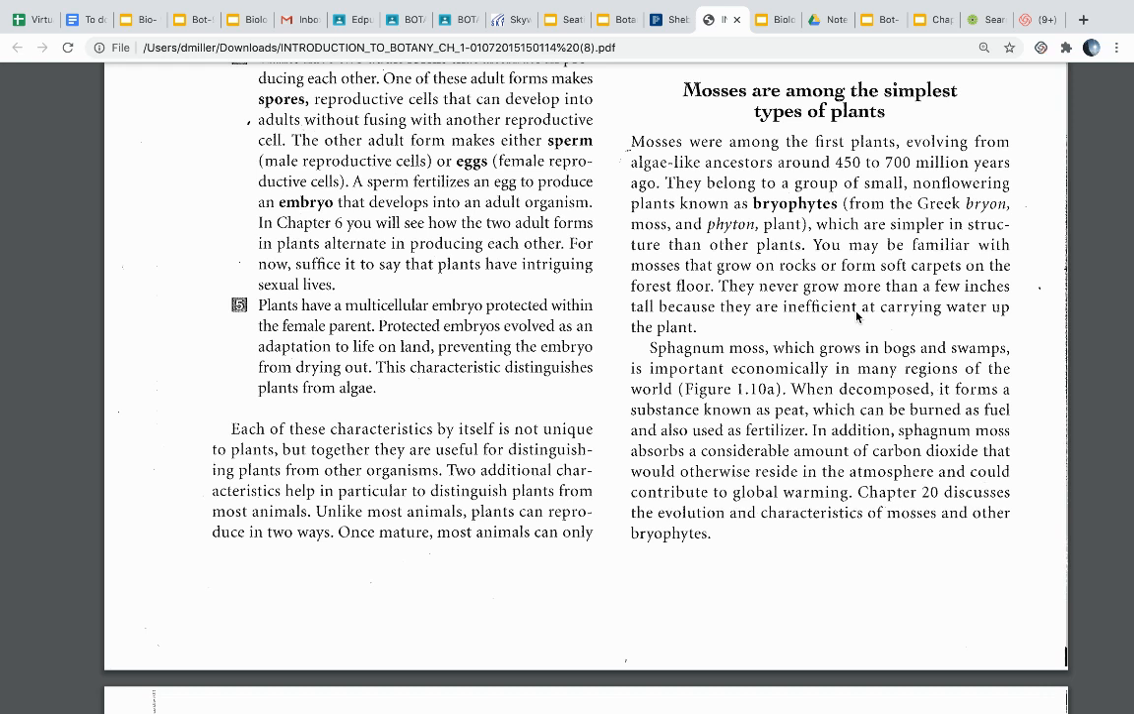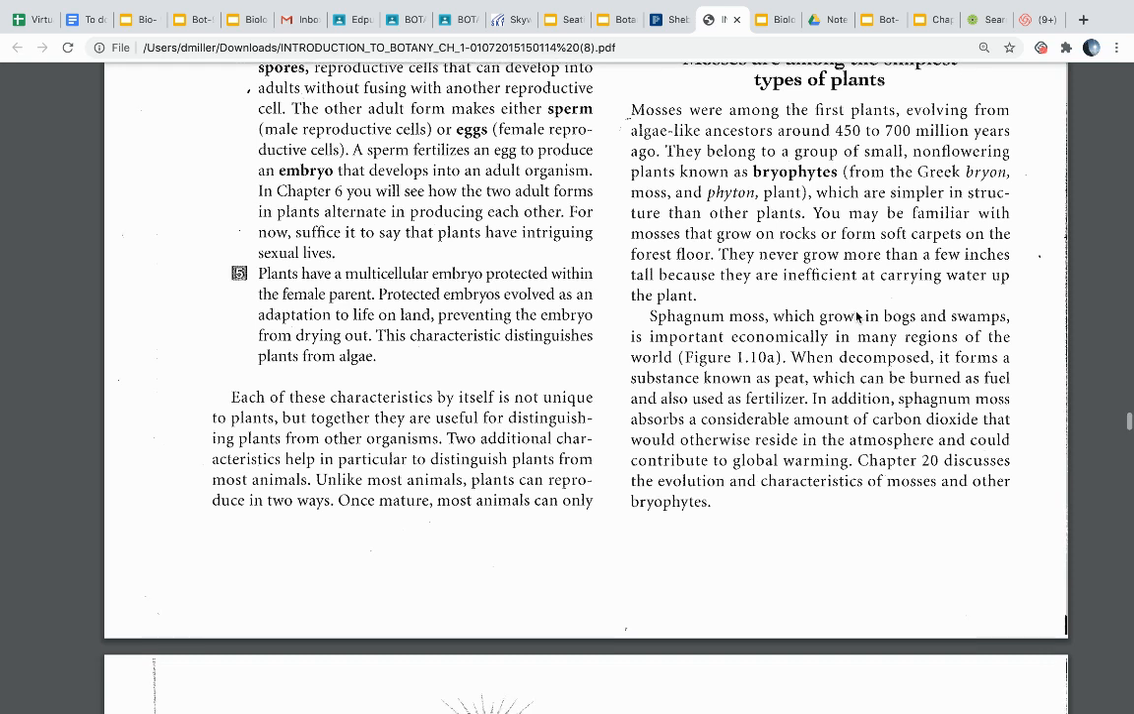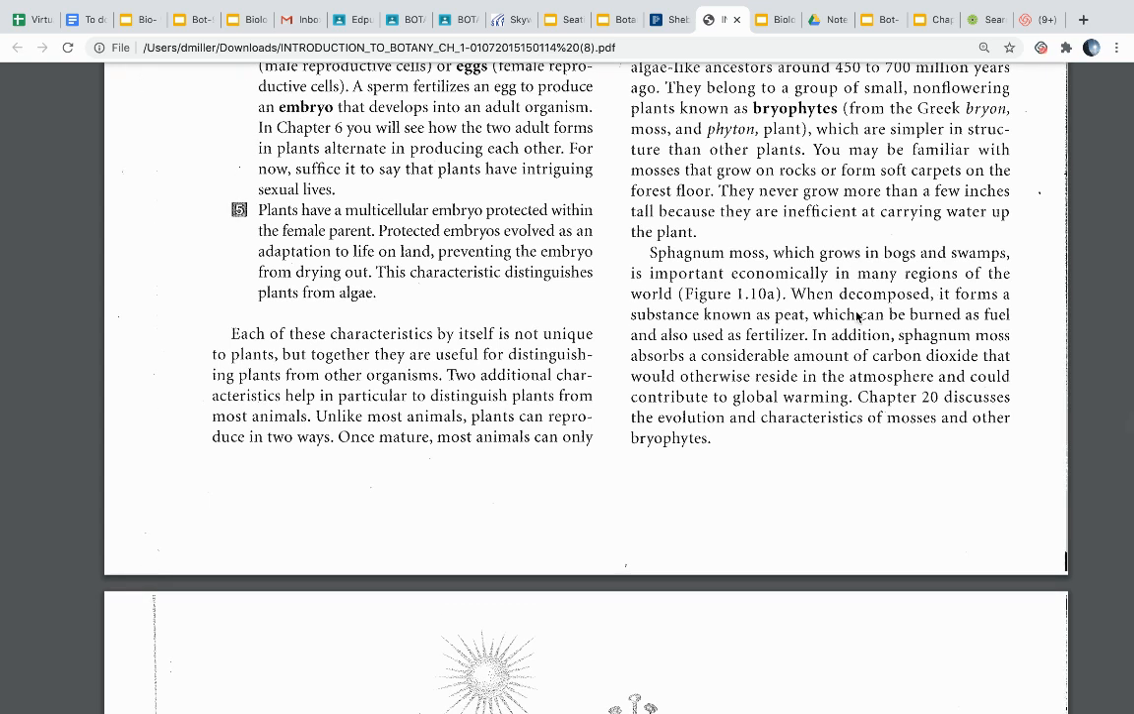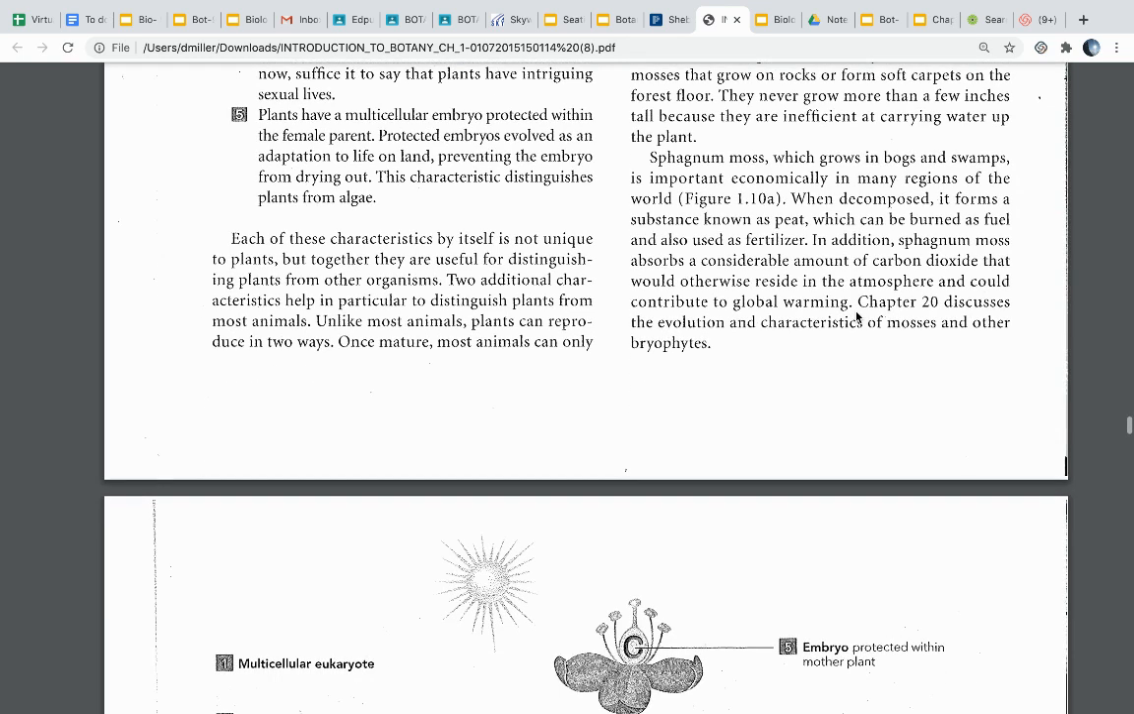They belong to a group of small, non-flowering plants known as bryophytes, from the Greek bryon, moss, and phyton, plant, which are simpler in structure than other plants. You may be familiar with mosses that grow on rocks or form soft carpets on the forest floor. They never grow more than a few inches tall because they are inefficient at carrying water up the plant.